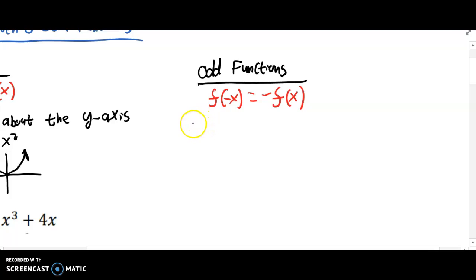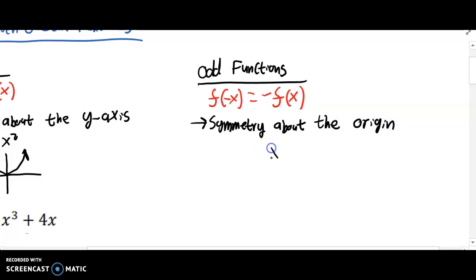Okay. An odd function has symmetry about the origin. An example of an odd function is x cubed. And you can see that it is symmetrical about the origin.